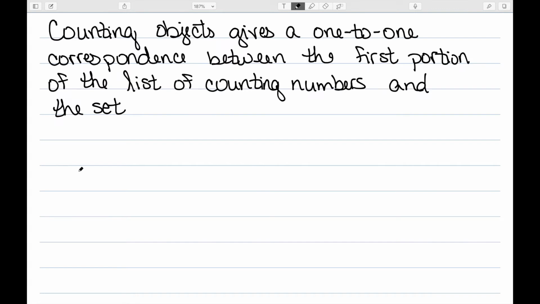In the last video, I talked about the two different ways we could think about numbers and the two different ways kids think about numbers. Now I want to look at connecting these two different views of numbers. So counting objects gives a one-to-one correspondence between the first portion of the list of counting numbers and the set. So what exactly do we mean by that?